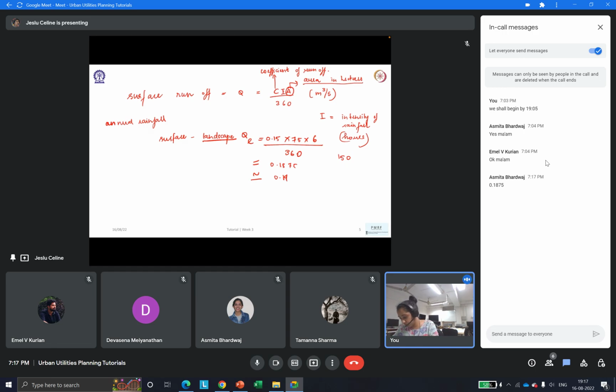So now we also need to find for roads. So let's just find. So that is QR I'm writing. Again, the same thing I'm applying. So here the coefficient is 0.65, which is given in the question, into again 75 into the area, which we already found as 6.6 divided by 360. Okay, can you do this calculation quickly? Devasena, Tamanna, yeah, if somebody can give.